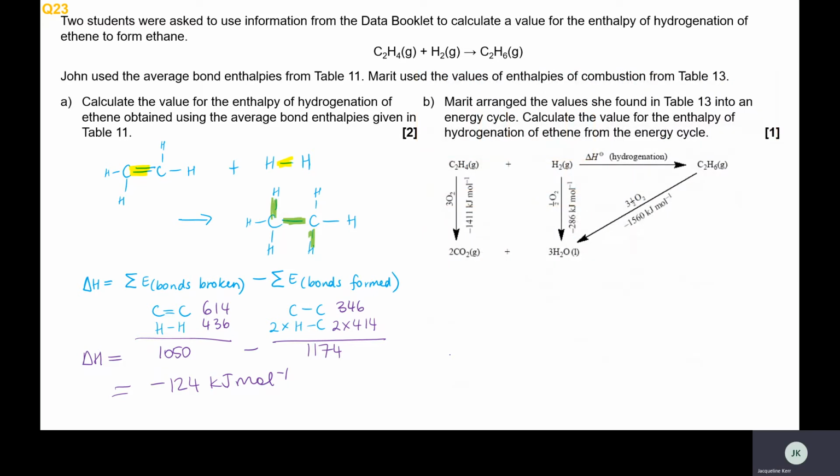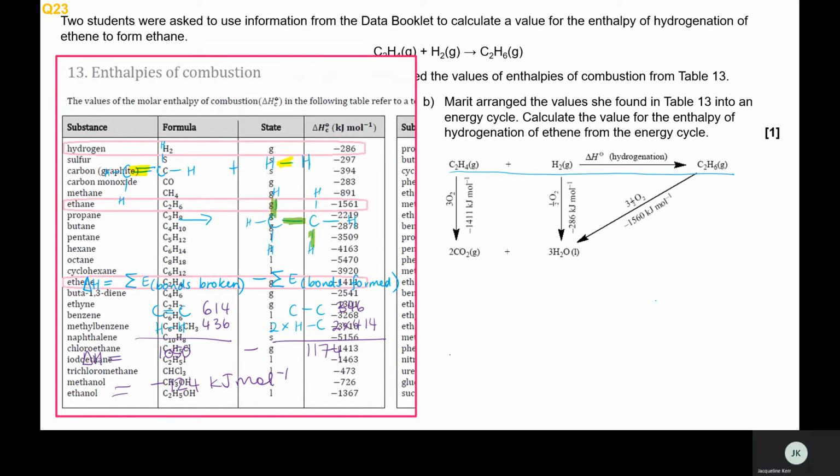Now the second part, Mariette arranged the values she found into an energy cycle. I think the way this diagram is drawn is a little bit confusing just because there's such a big gap here. That's the equation we're looking for at the top, our ethene plus hydrogen becoming ethane. And table 13, by the way, and again, there'll be slight differences. Let me just bring that up for a minute. I really wish I could do that over the annotations. So these are the enthalpies of combustion.